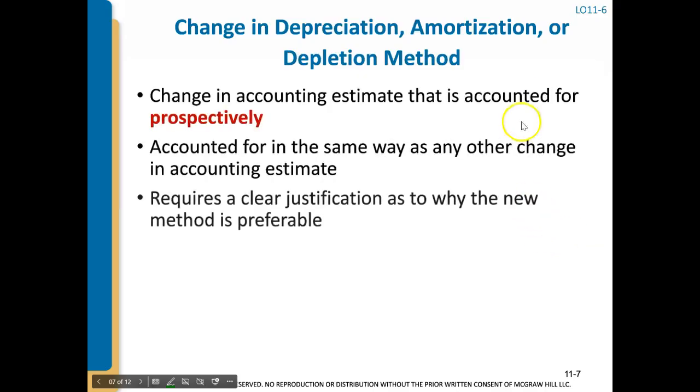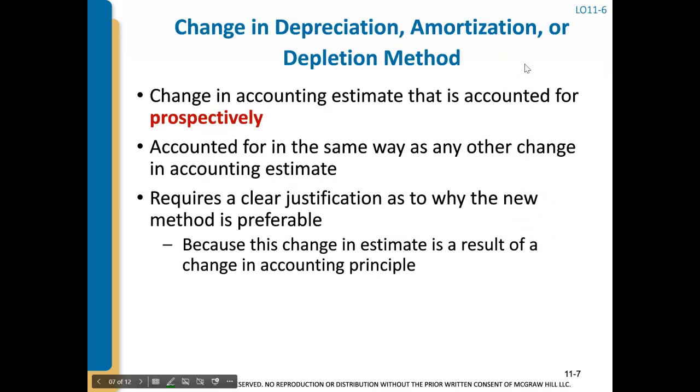Now, sometimes we change our method of depreciation, amortization, or depletion. When that happens, we account for it in the same manner as a change in estimate, which is prospectively. So we change our current period, our current year forward. We do not go back to the prior period.